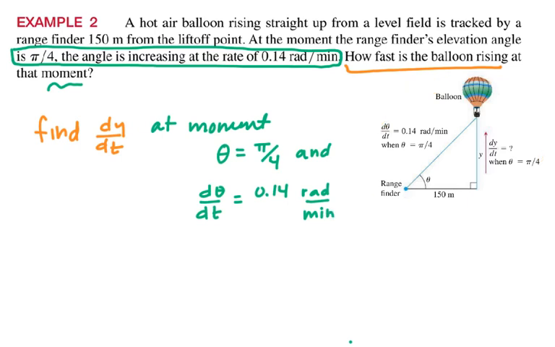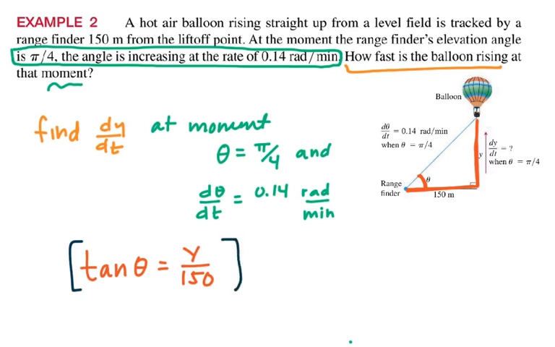So if I wanted to relate that angle to that side, and I'm dealing with an angle, I know this 150 is never going to change, and then this y value will change. What I can say here is that tangent of theta, remember tangent is opposite over adjacent, is y over 150. So now I have an equation that relates theta and y. And I'm going to take this equation and differentiate with respect to t.